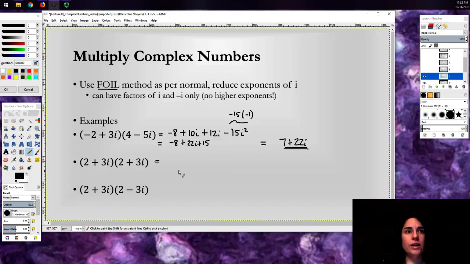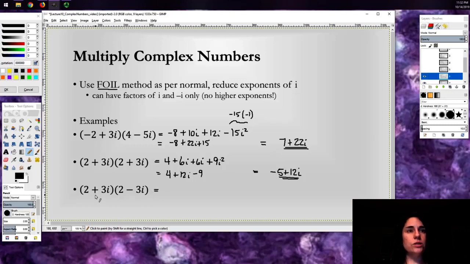I have 2 terms multiplied by each other. Let's go ahead and FOIL this out. I'll go ahead and do this quickly here. Plus 6i plus 6i plus 9i squared. We're going to simplify again. 4 plus 12i. I'm going to note that i squared is negative 1, so I get minus 9. So this simplifies down to negative 5 plus 12i. Interesting. All right, we're going to practice more in class here.